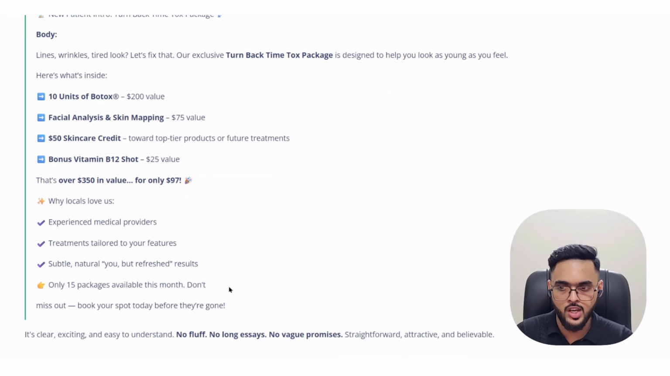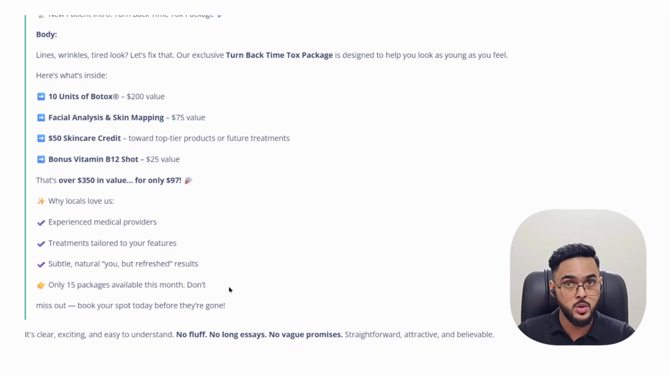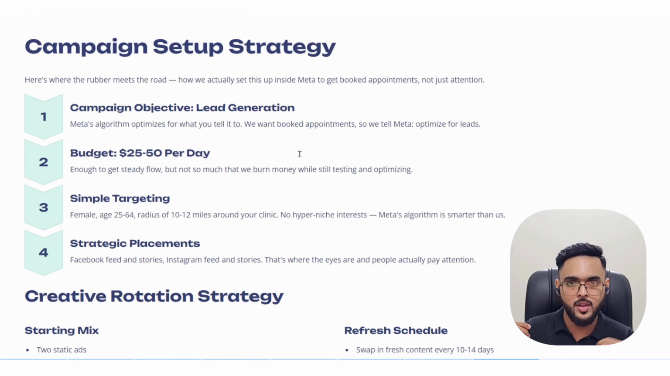So here's another variation of the copy that you can use. Again, no need to overthink this. Just copy and paste these copies that I've designed for you, and you are going to see results. On to the next step. This is the last part of getting the click, which is campaign strategy.